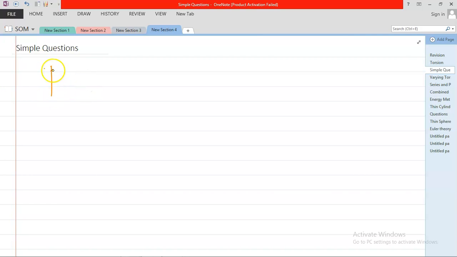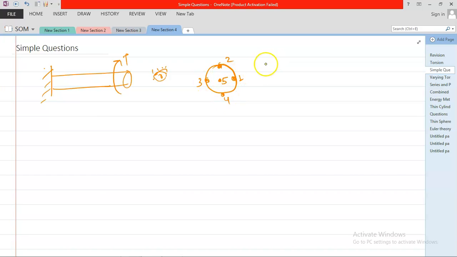So suppose you have a rod. First, the basic thing. This will come in MCQ for 1 mark or in PSUs. Suppose this is your body and you are applying torque. If I draw, suppose you are seeing from here, this is your eye. So this is a circle, the cross section. Now you are given a few points: this is point 1, point 2, point 3, point 4, point 5.